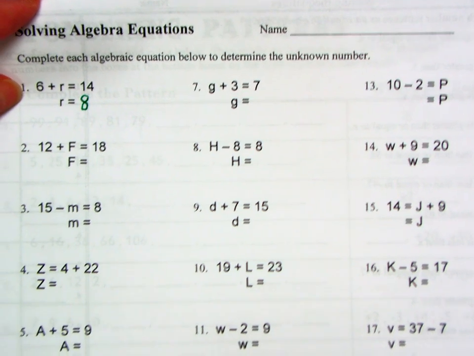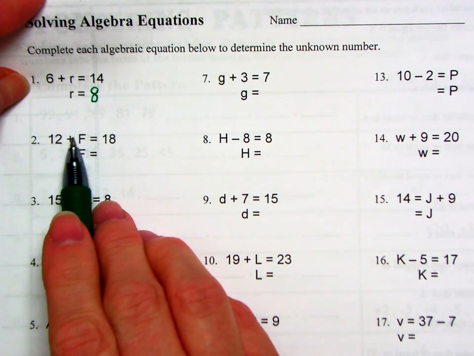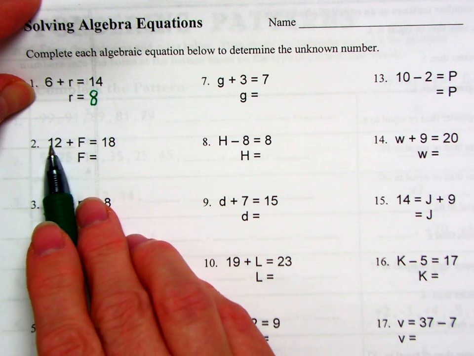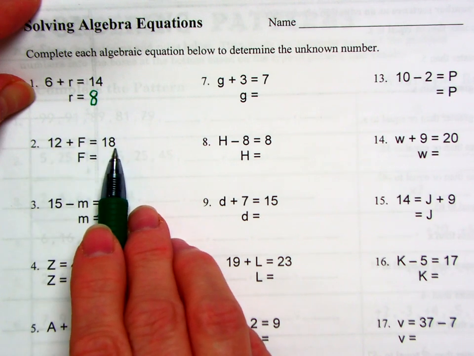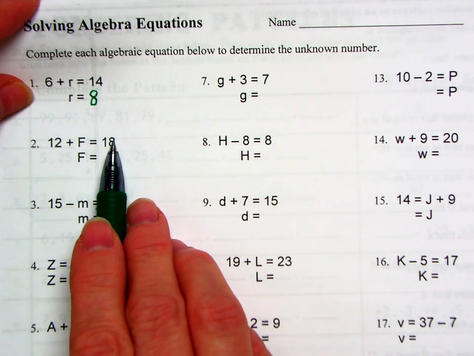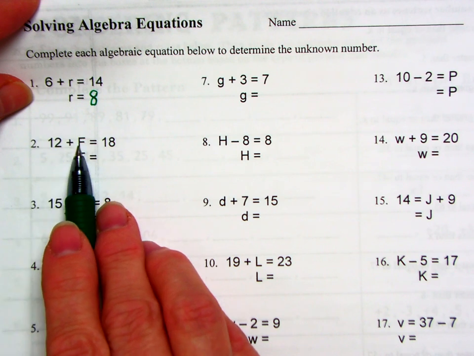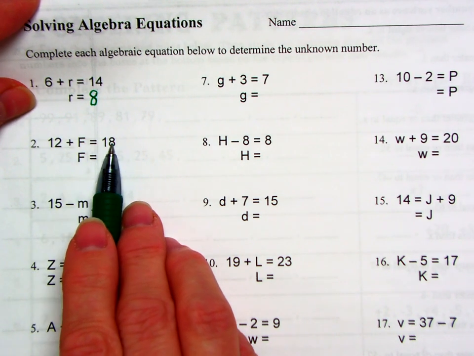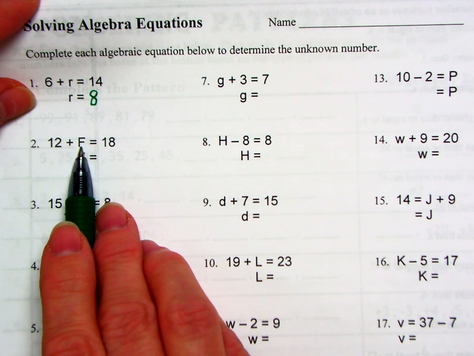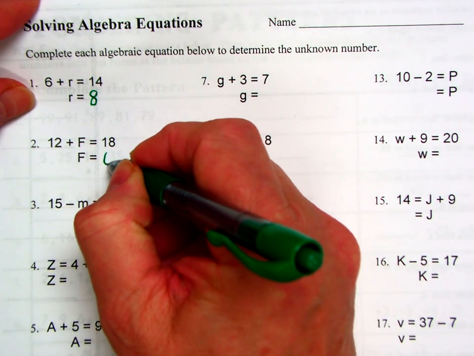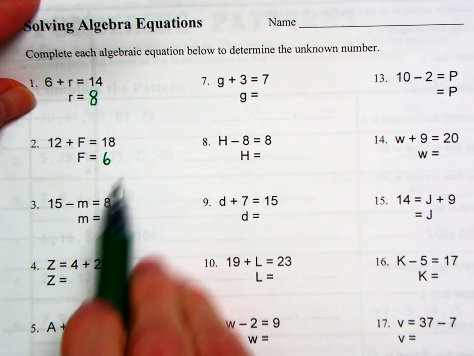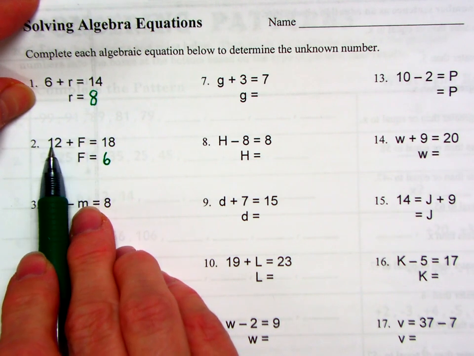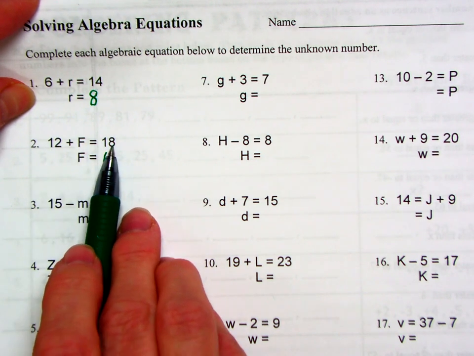Okay? Number 2, 12 plus what equals 18? 12 plus something equals 18. You can turn this around and say 18 minus 12, how much would I have left over? And that would be the value for f. 18 minus 12 is 6. And when you get the answer figured out, you should put it back in here and make sure that the problem works. Is 12 plus 6 18?